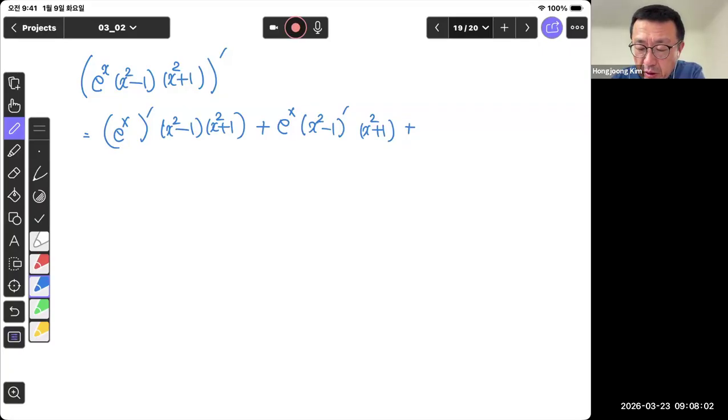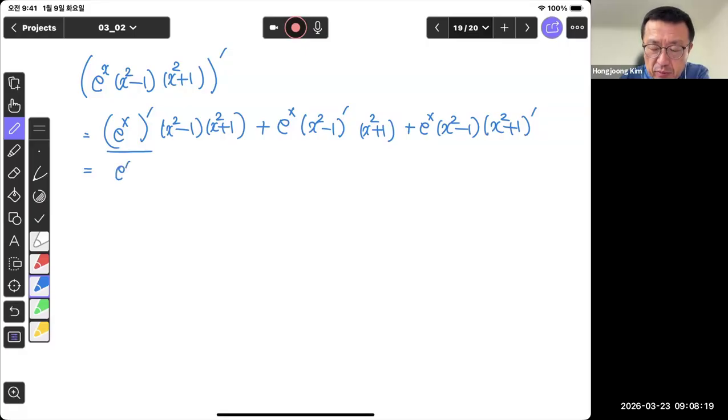So you do not touch the other two terms, but you differentiate the third one. So if you remember that when you differentiate e to the x, you get e to the x. So you have e to the x. That's the derivative of e to the x. So you multiply by x squared minus 1 times x squared plus 1.